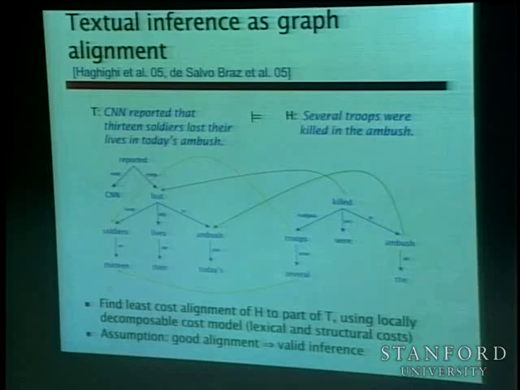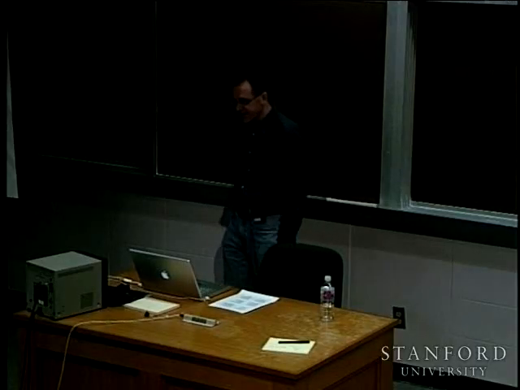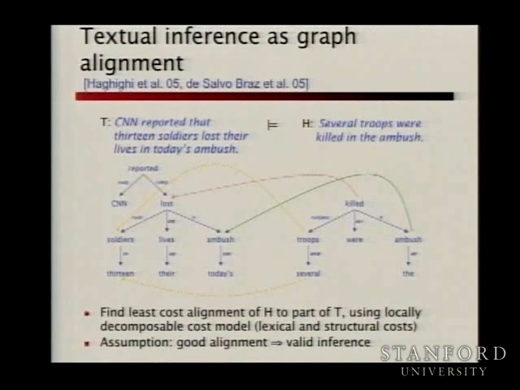Okay, so this is the graph alignment idea. There's an interesting tension in this phase. On the one hand, you'd like to match words that match, including doing all the same kind of WordNet stuff. So troops can match soldiers, and killed.